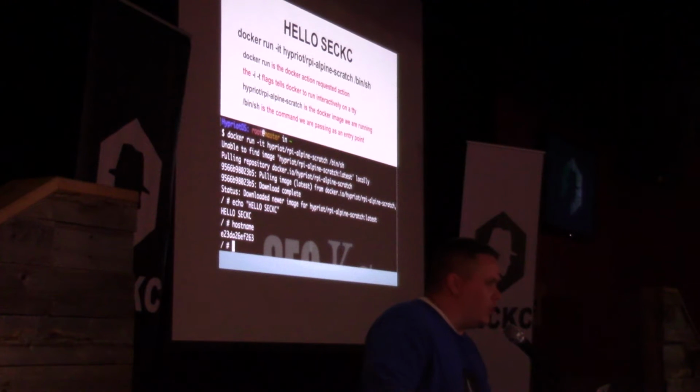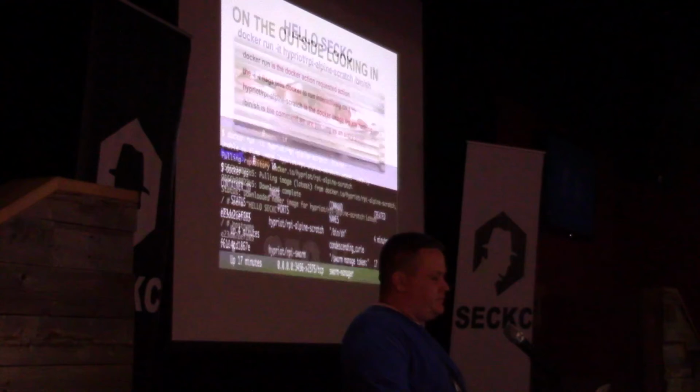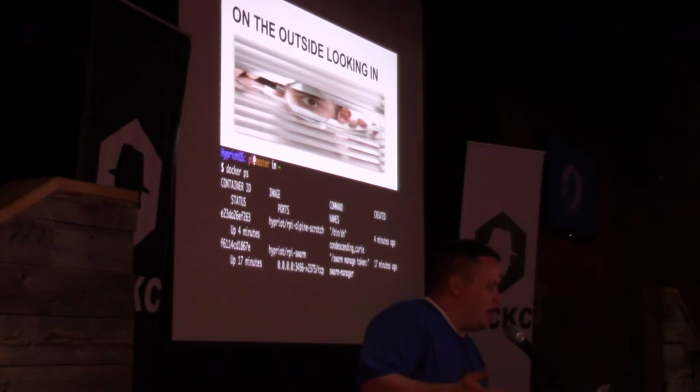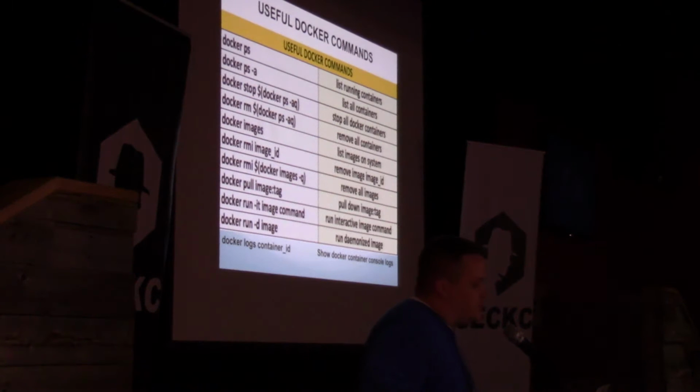So to do hello world, hello setkc, basically you do something like this. Docker run, and then -it, interactive with a TTY, Hyperion RPI Alpine Scratch is the image that I'm going to run, and then bin sh is the command. So it pulls down that image and it lets me into a Bourne shell, and then I can run hello setkc and look at the host name and you see the container ID. So when you're on the outside looking in, you still see the Swarm running, but you also see now the Alpine Scratch that's running in docker ps, and not docker ps -a, because that's a different deal.